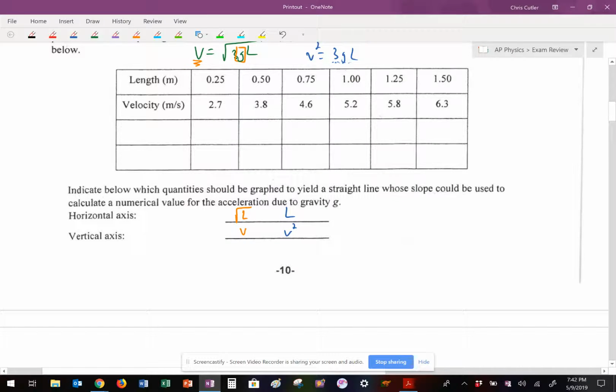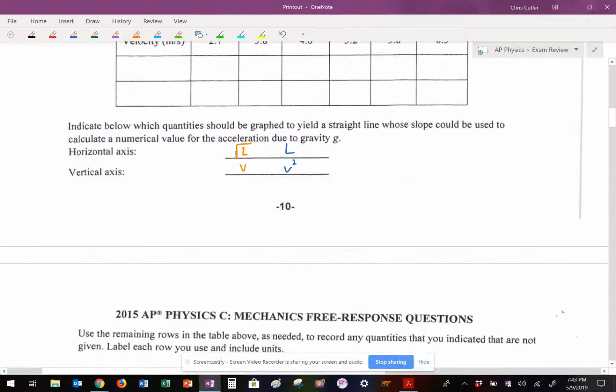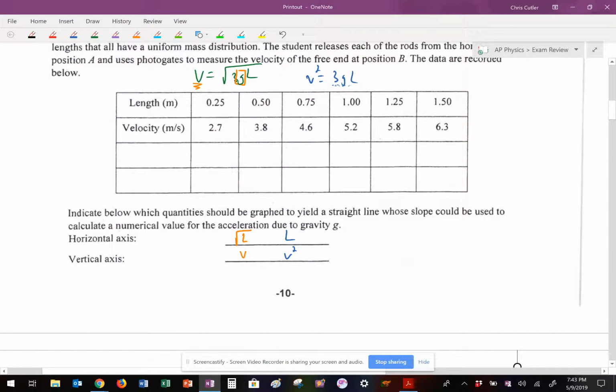Either answer is correct, either square root of L and V or L and V squared. Both are the same basic thing. It then says, and I'm sorry, this is on the next page, use the remaining rows in the table above as needed to record any quantities that you indicated that are not given. Label each row you use and include units. Just in case you did square root of L, I'm going to give that to you, and that would be square root of meters, I guess. And I used V squared, which would be meters squared per second squared.